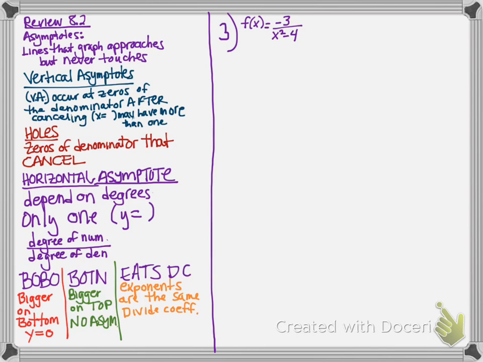So here's the one from your worksheet. F of x equals negative 3 over x squared minus 4. The thing you need to do first before you do anything with any of these problems is factor everything. So the bottom is a difference of squares, so I'm going to factor it: x plus 2, x minus 2. Okay, so nothing's going to cancel, so I don't have any holes. None.